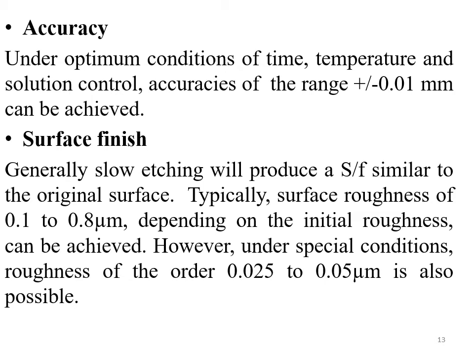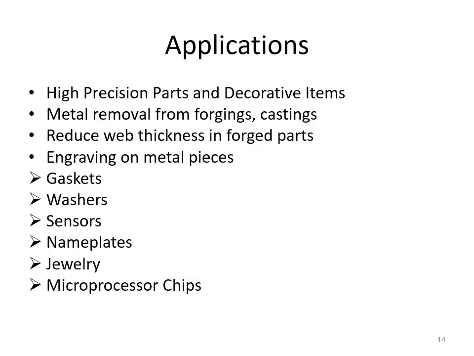Chemical machining is generally done after complete finishing with the other machining operations or conventional machining operations. Now, let us move to the applications of chemical machining. Generally, high precision parts and decorative items are manufactured with the chemical machining process.